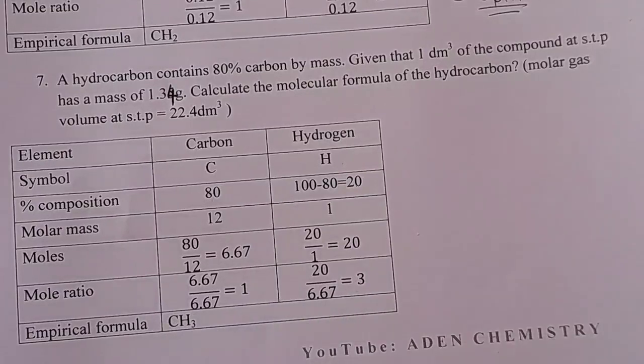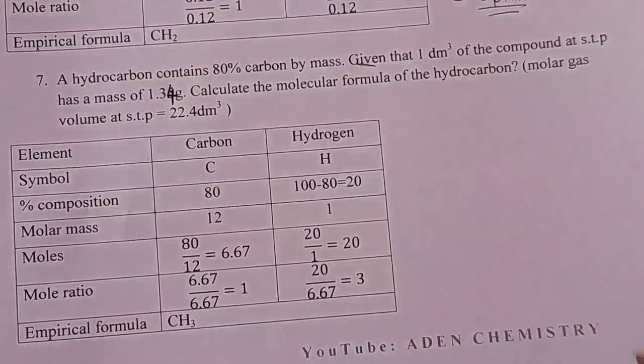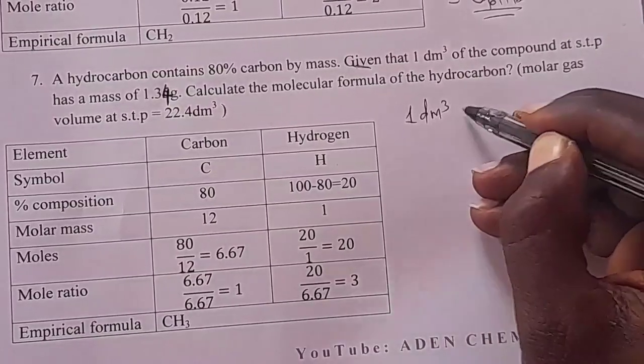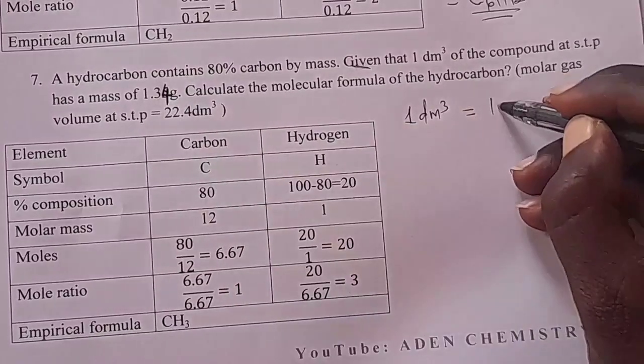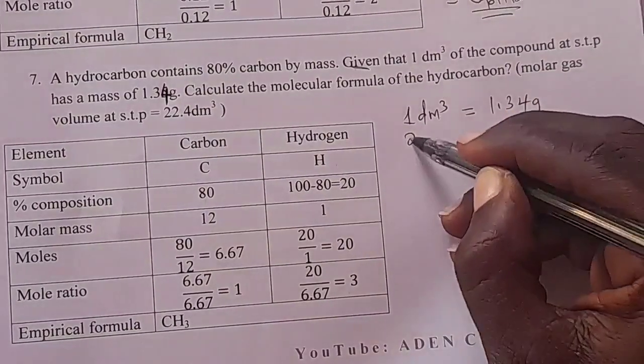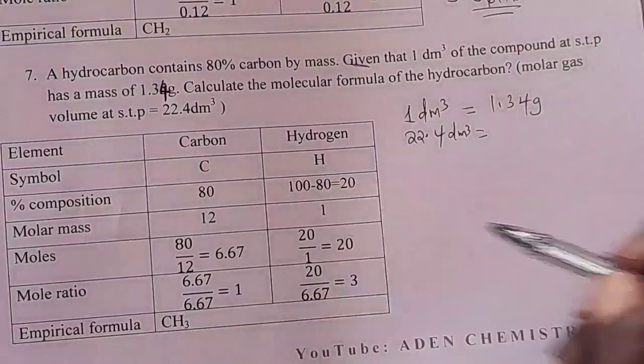So to write the molecular formula, we are supposed to have our formula, which is empirical formula, close bracket, N, and that will give you now the molecular formula. But here we don't have the molecular formula. We have to get the molecular formula from the information given here. We are told given that 1 decimeter cube at STP has a mass of 1.34 grams. So what about 22.4 decimeter cube? That's the molar gas volume at STP.